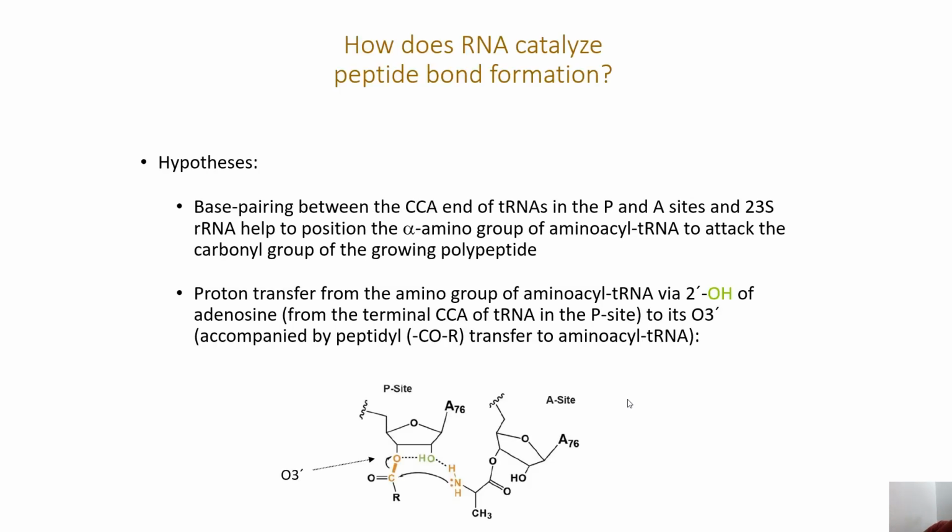Now, how does RNA catalyze peptide bond formation? So base pairing between the CCA end of the tRNAs in the P and A sites and 23S rRNA helps position the amino group of the aminoacyl tRNA to activate the carbonyl group of the growing polypeptide. So proton transfer from the amino group of the aminoacyl tRNA at 2' adenosine phosphate from the terminal C or the CA of the RNA to its 3' side.